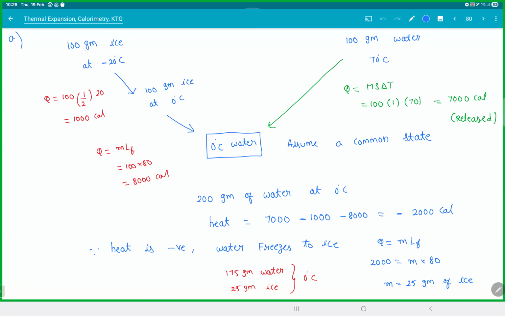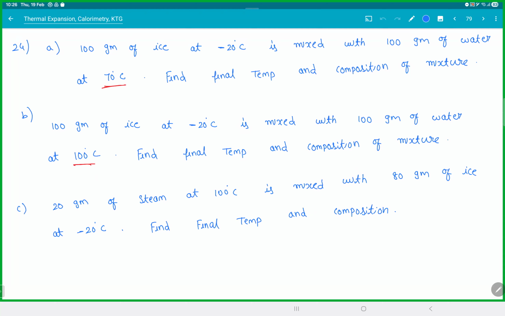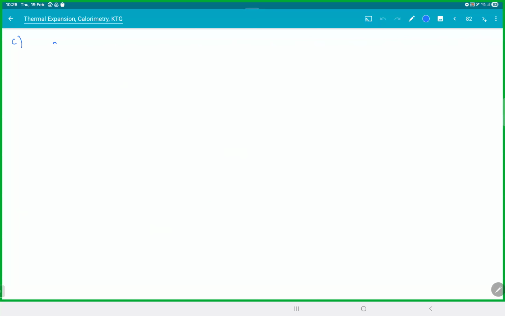How to do this? Again, same story. You'll always start with a common state. What was the common state? 20 grams of steam at 100 degrees, 80 grams of ice at minus 20 degrees. So I'll assume a common state. Again, I'll take 0 degree water. Why? Nothing, you can choose anything you want. I'm just choosing 0 degree water.